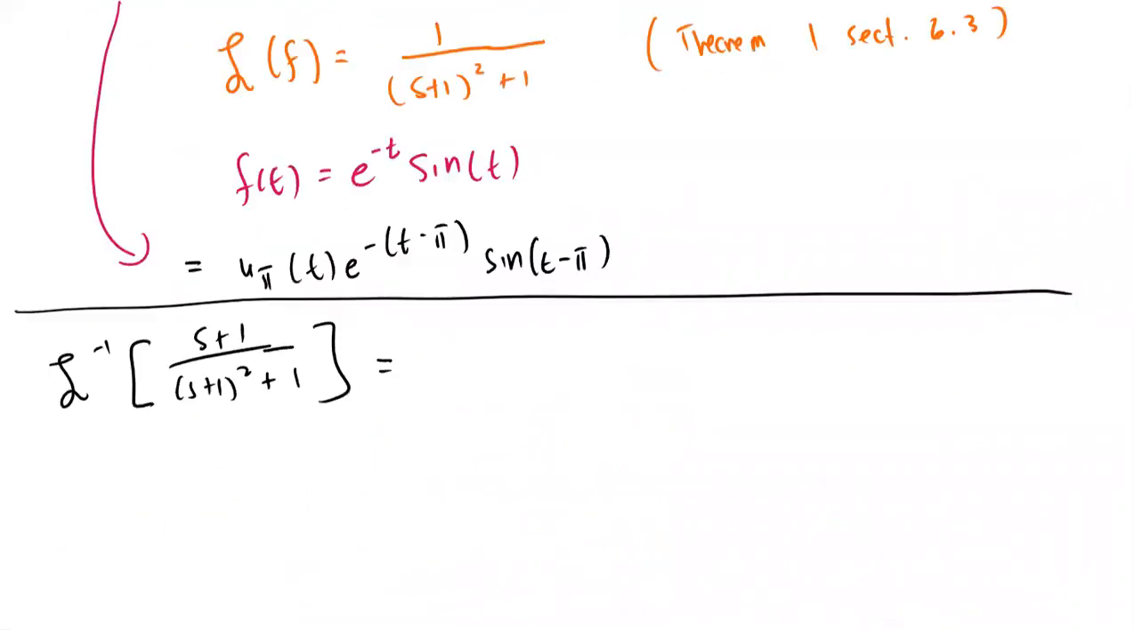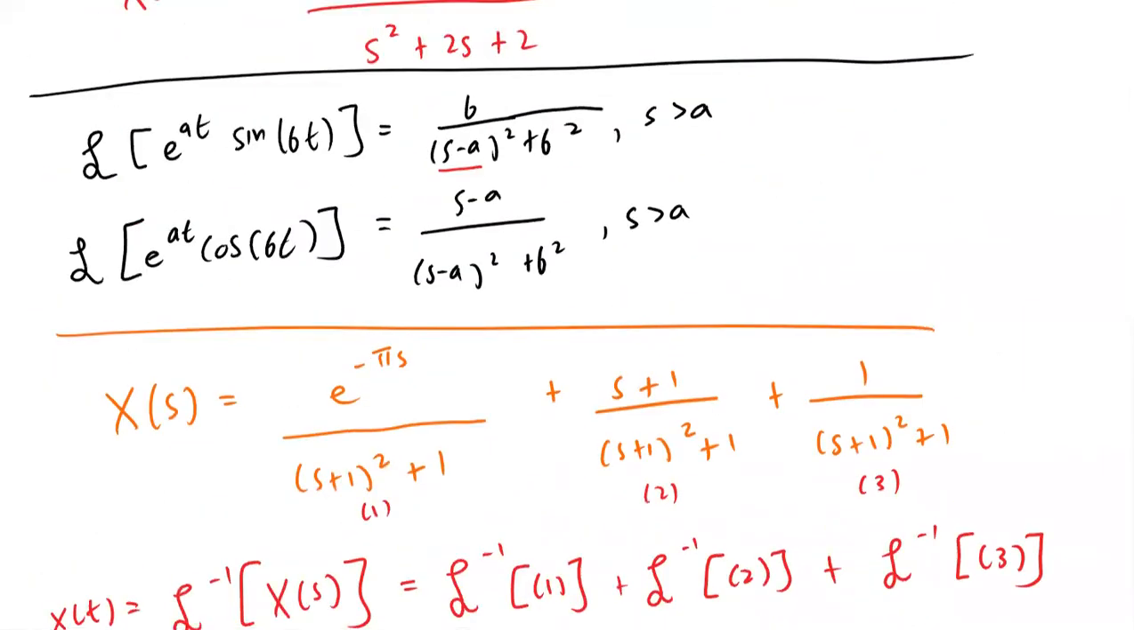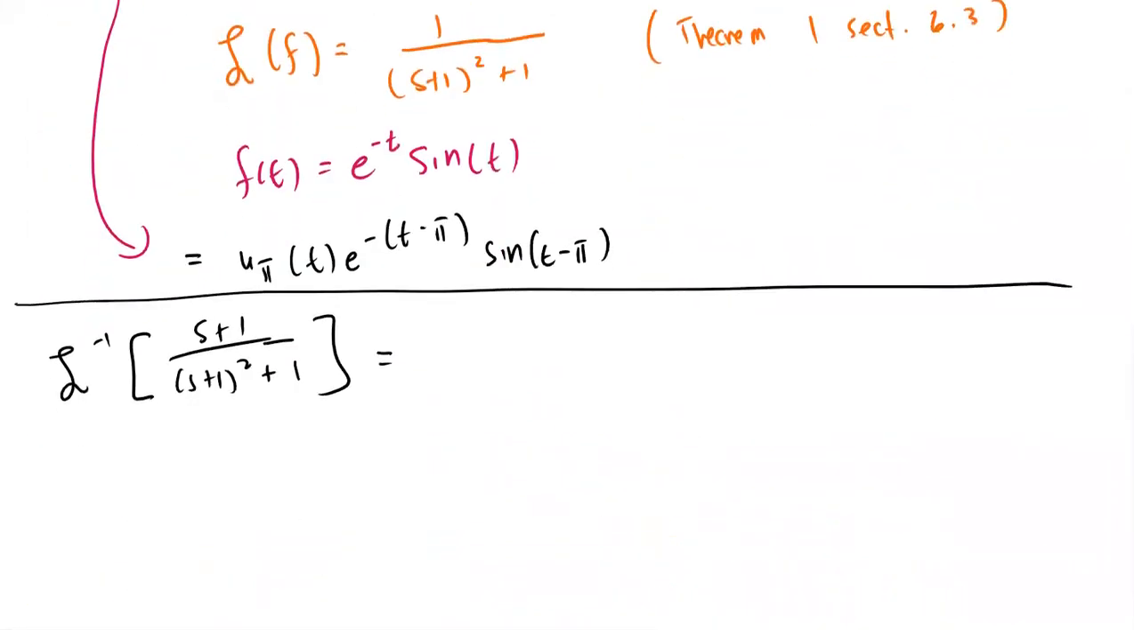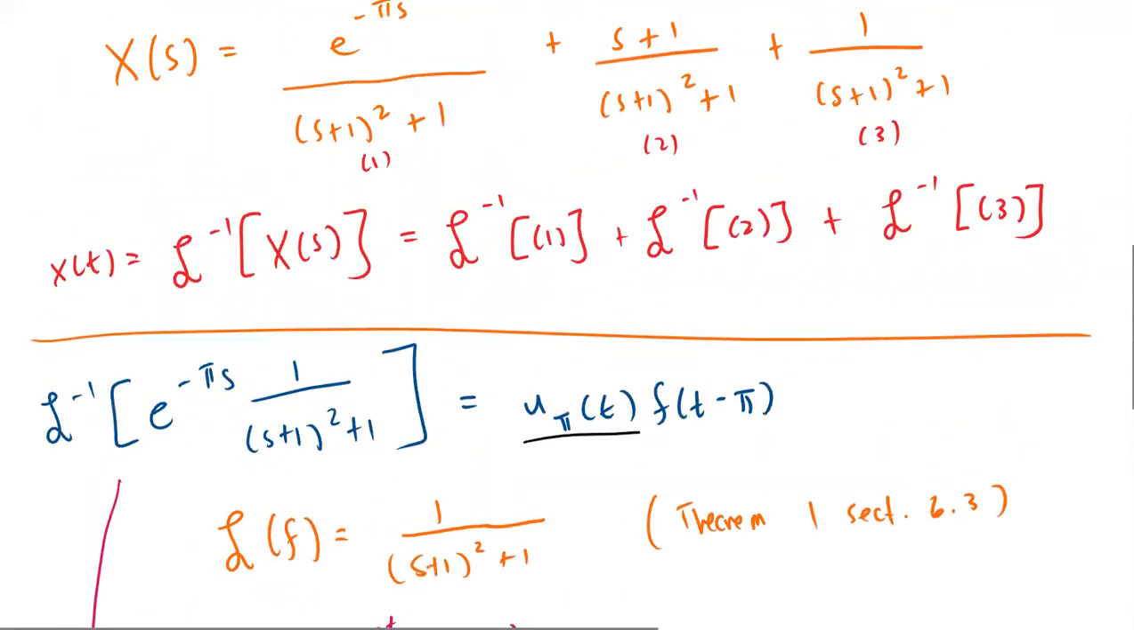Right? So it matches, again, when a is negative 1 and b is 1. Right? So we get e to the negative t times cosine of t. Again, because b is 1, a is negative 1. Okay, so that one's pretty simple.